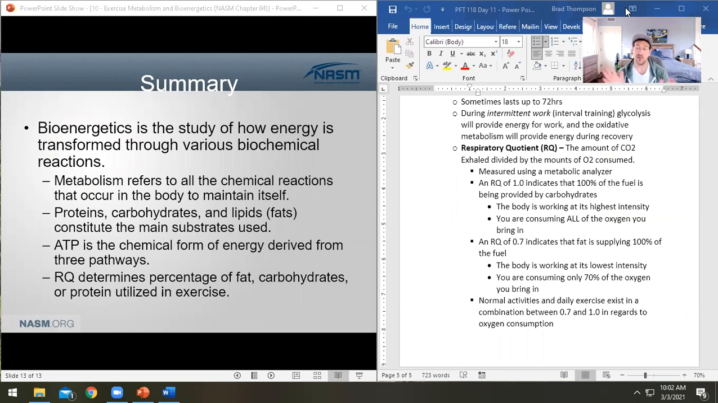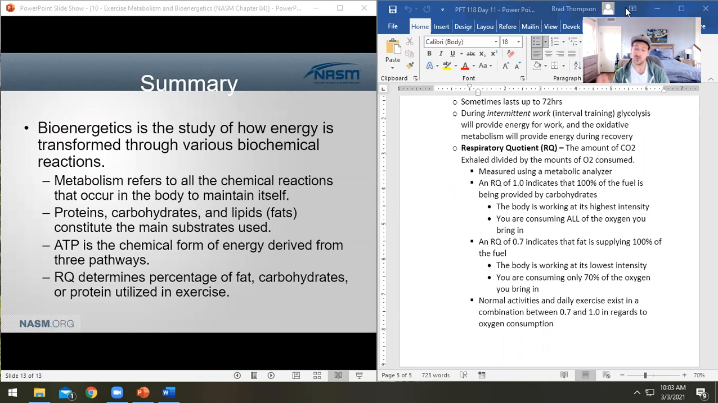So summarizing everything up, bioenergetics is the study of how we look at metabolism, how we convert pizza into, hang cleans. It's the study of how energy is transformed, right? We've got our metabolism, which is all the chemical reactions. We're going to use proteins, fats, and carbs in order to be able to do that. We are trying to produce ATP, which is the version of energy inside of our body that allows us to do all of our work.